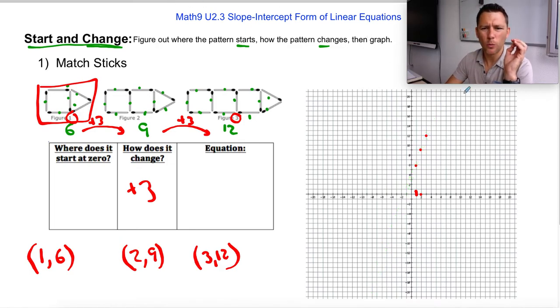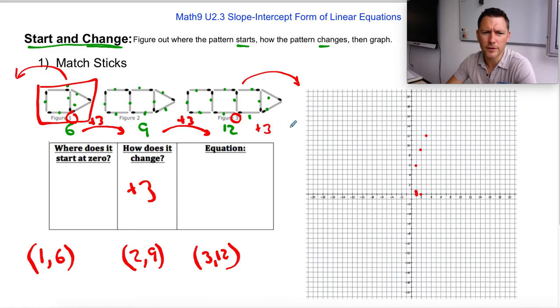So what we want to know is, great, the first figure is at 6 matchsticks, but where does it start at the 0th figure? If we went 1 this way, you'd have 12 and 3 more. The next one would have 15 matchsticks. So the 4th figure would have 15 matchsticks, and that's right on our line.